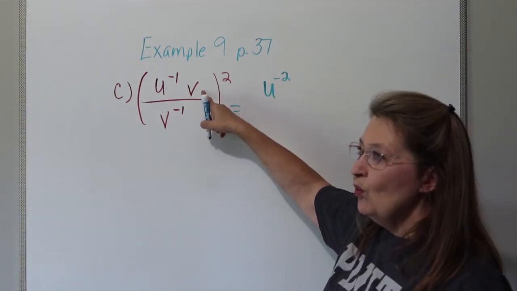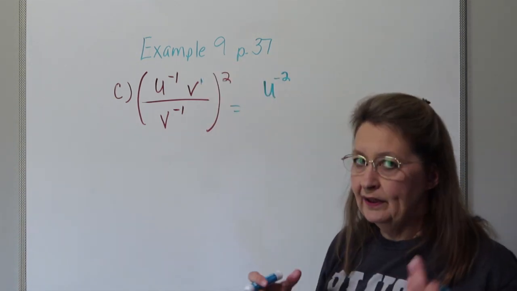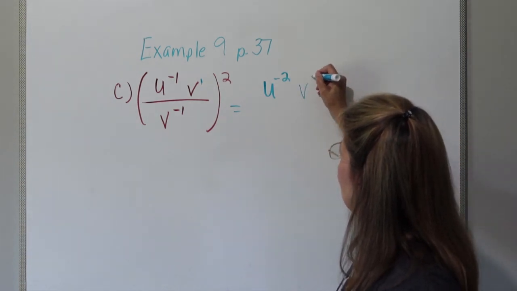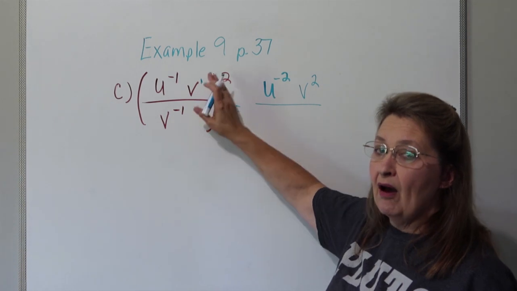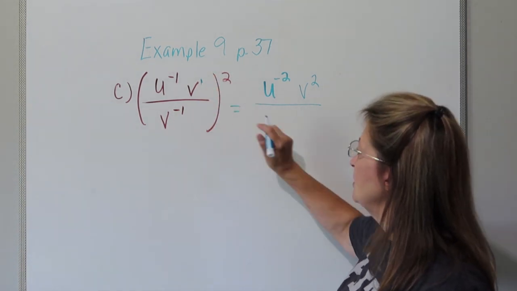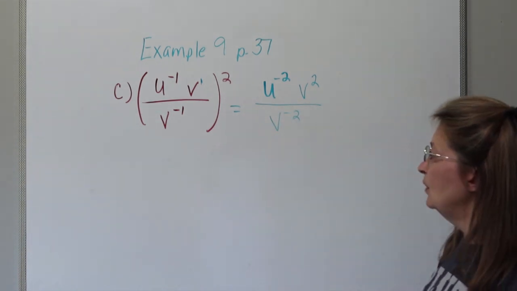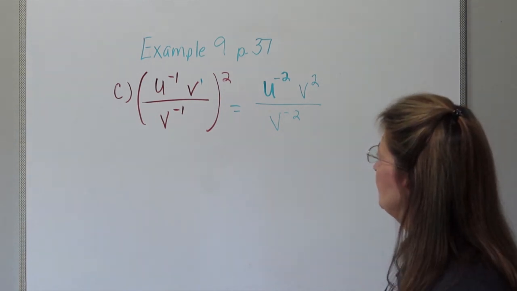Now this v, what exponent does it actually have? Well, it's actually got the understood 1, if you want to do it that way. But 1 times 2 is 2, so now we're going to have v squared. Alright, now don't forget, the one in the bottom also gets one of these exponents. So v to the negative 1 times 2 is going to be v to the negative 2. Okay, now we got rid of parentheses. Let's see if we can clean this up a little bit.